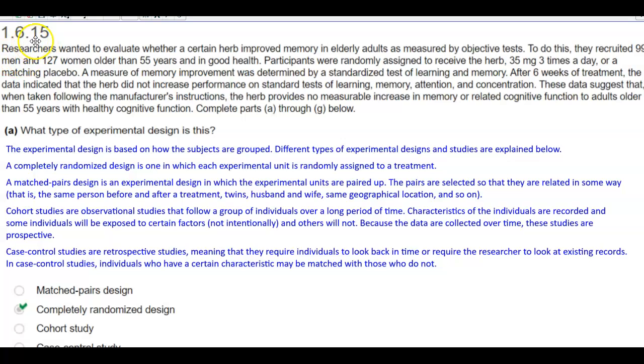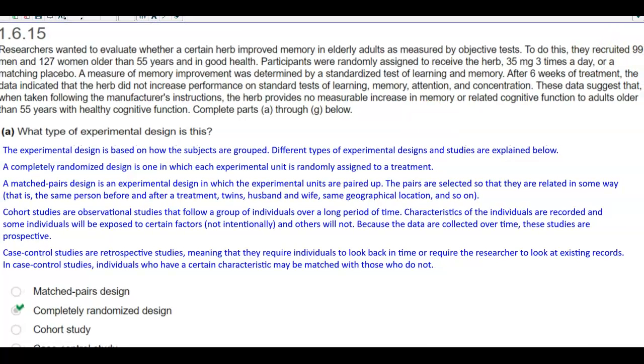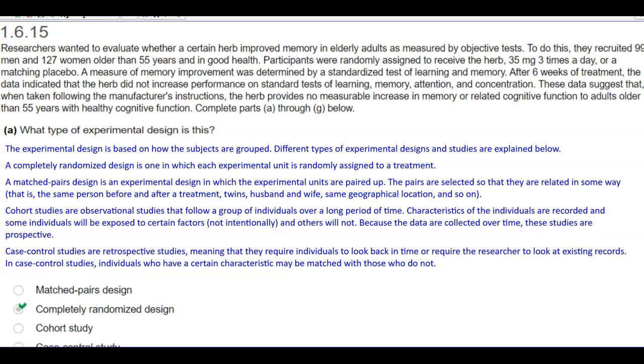Section 1.6.15. Researchers want to evaluate whether a certain herb improved memory in elderly adults as measured by objective tests. To do this, they recruited 99 men and 127 women older than 55 years and in good health. Participants were randomly assigned to receive the herb 35 milligrams 3 times a day or a matching placebo. A measure of memory improvement was determined by a standardized test of learning and memory.